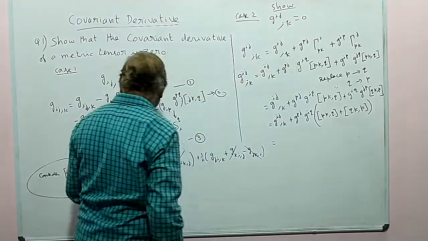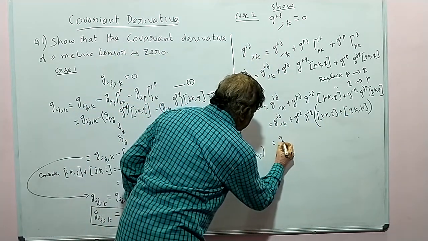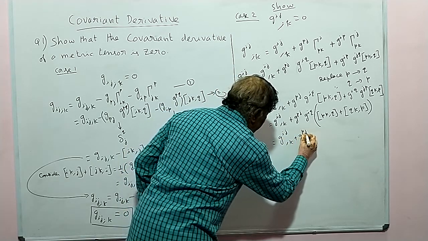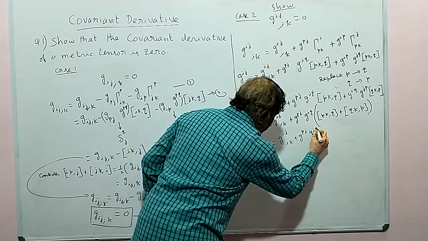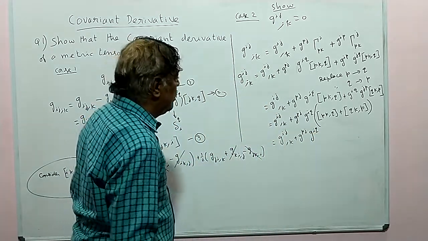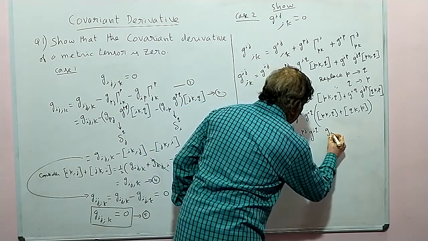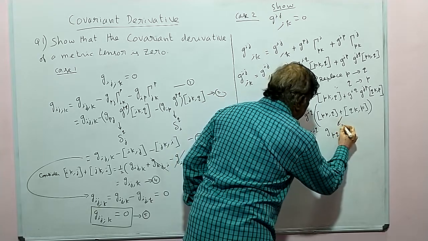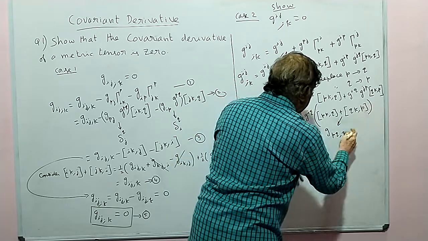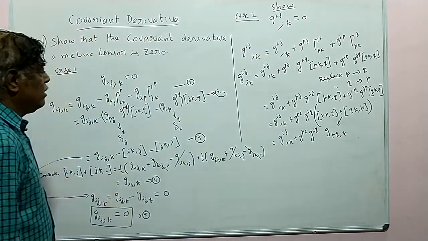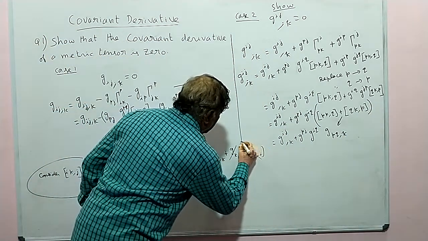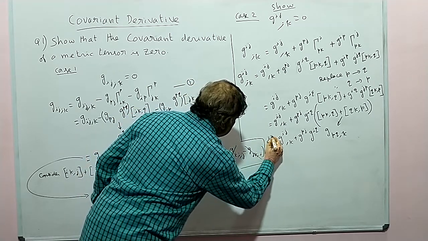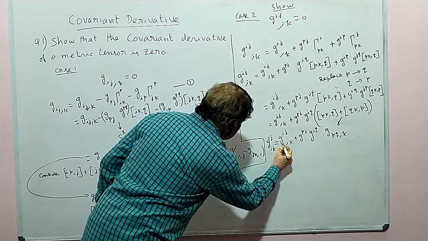So by adding these two, using this result, this may be expressed as g^{ij},k plus g^{pj}g^{iq}g_{pq,k}. The term within the bracket may be expressed like this. So this is g^{ij}_{;k}, equal to this expression.